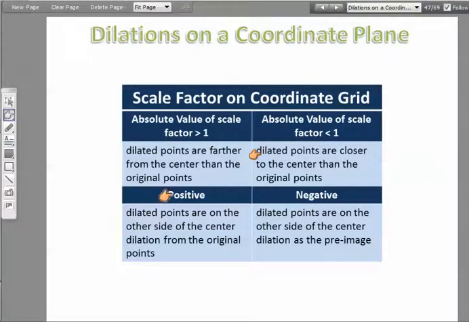Okay? If I have a positive scale factor, dilated points are on the same side of the center of dilation as the original points. If I have a negative scale factor, the dilated points are on the other side of the center of dilation from the pre-image. See how that works.